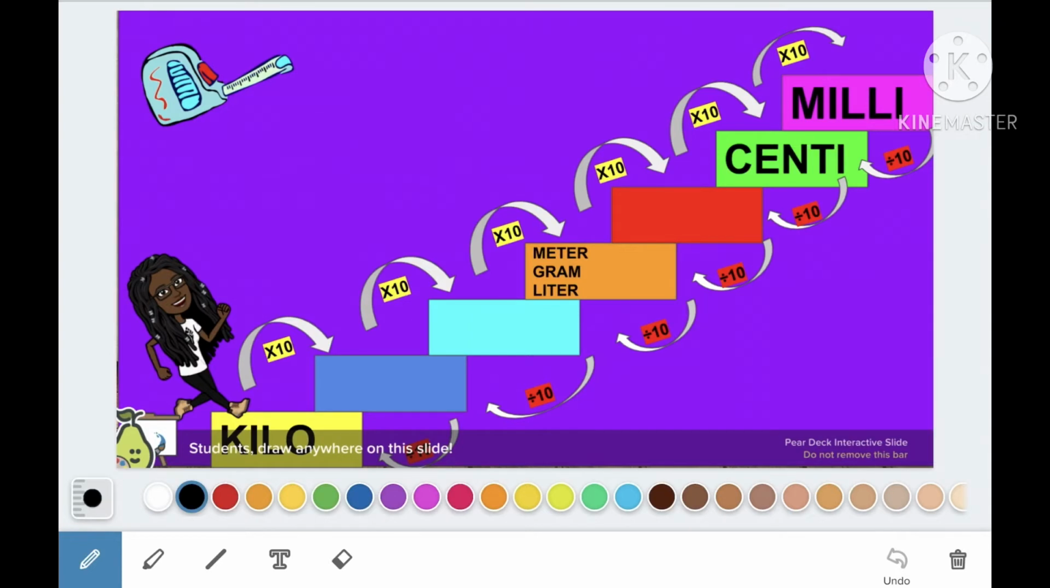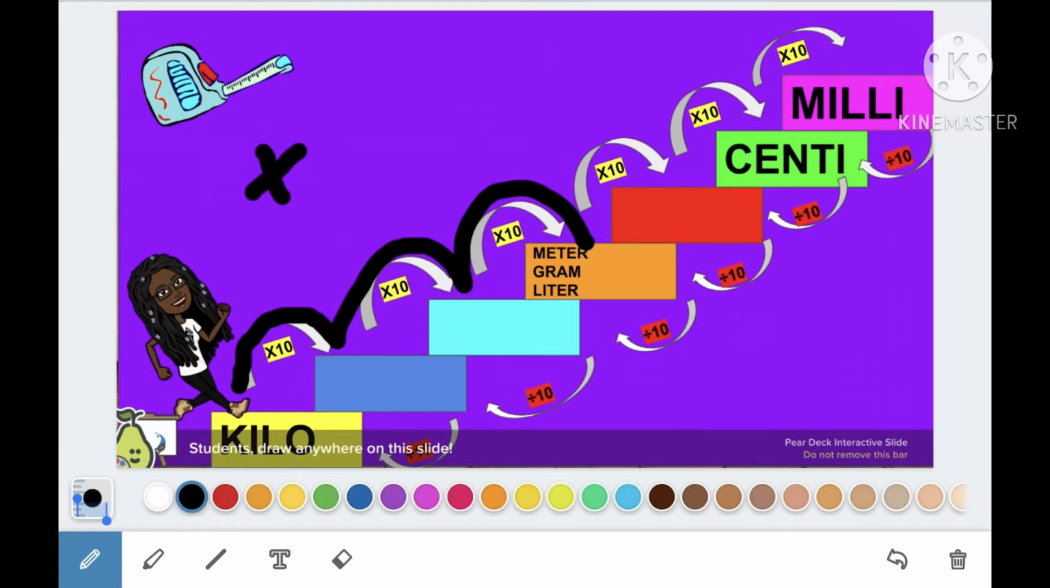Absolutely, I have to walk up 3 steps. Look, you guys, 1, 2, 3. And it would get me to meters. Remember, every time I walk up a step, I'm multiplying by 10. So what would I be multiplying by in order to get to meters if I'm walking up 3 steps?